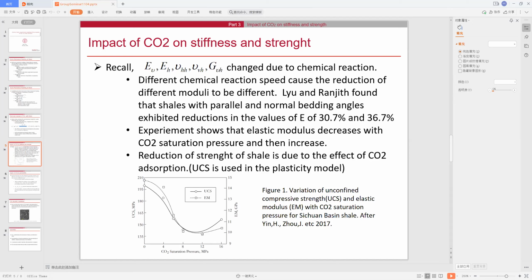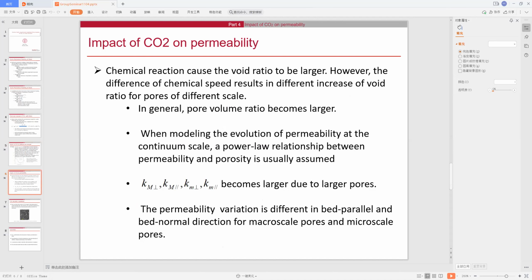Besides, the strength of shale is reduced because of the effect of carbon dioxide absorption. The curve also decreased first and then increased. To summarize, we could conclude that both strength and stiffness decrease, although there is a small bounce back. Same for permeability. Chemical reaction causes the void volume ratio to become larger. However, the difference in chemical speed results in different increases of void ratio for pores of different scale. We could conclude that in general, the pore volume ratio becomes larger.